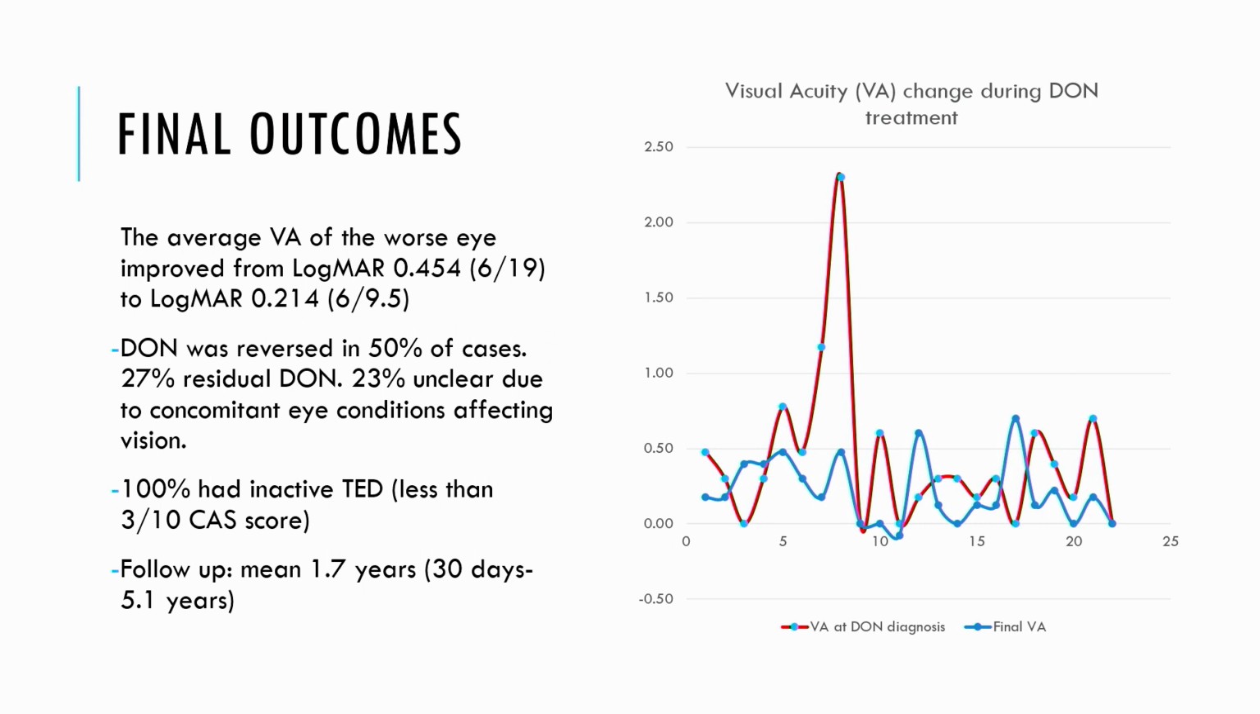In this visual acuity plot graph, each dot point represents a patient. The red line is the logMAR visual acuity of the worst eye at DON diagnosis. Therefore, the higher the dot is, the worse the vision. The blue line shows the final visual acuity. Overall, the VA plot graph shows an improvement in final vision in most of the patients at final follow-up. The overall vision outcome is good, with an average vision in the worst eye improved from 6/19 to 6/9, which is about a 2 lines improvement from the pre-treatment vision.